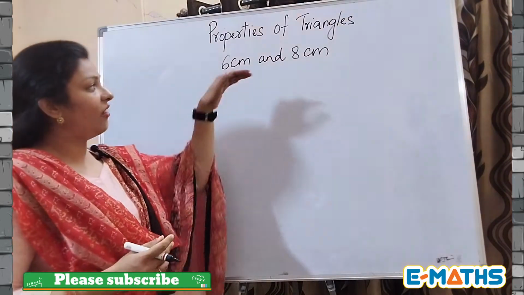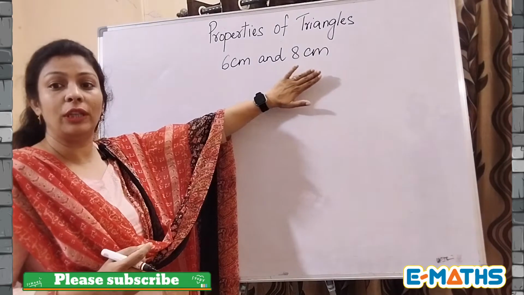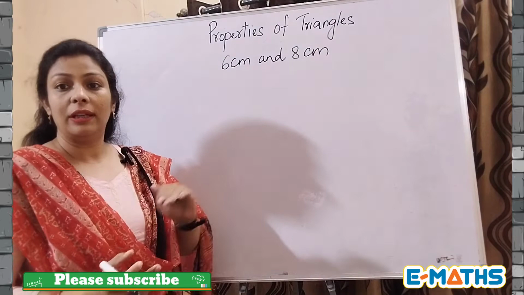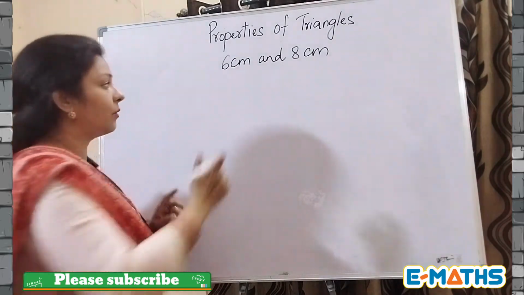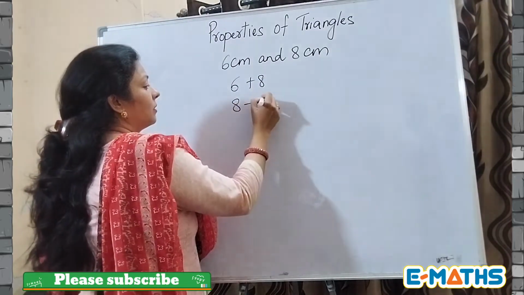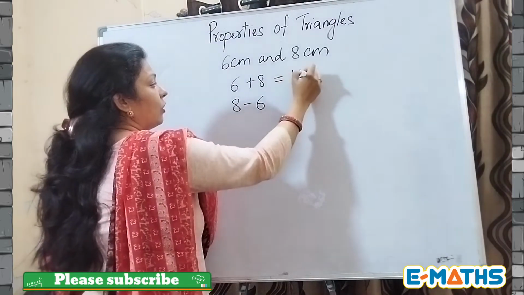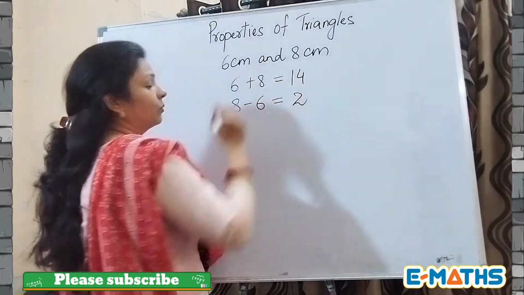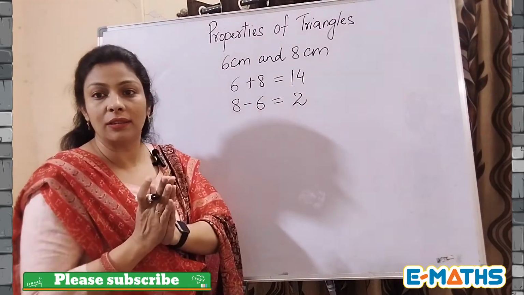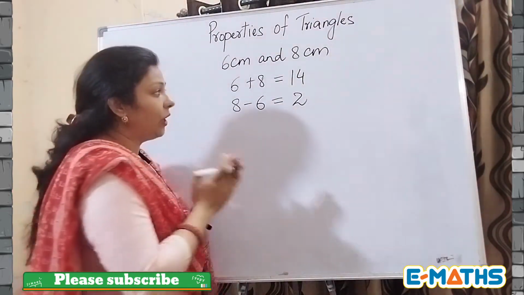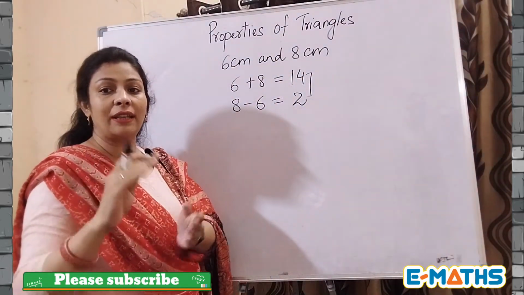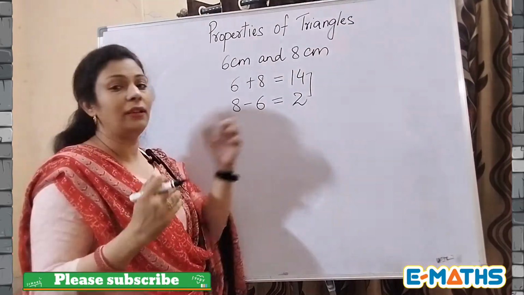Now, what if you have been given only two sides and you need to figure out what can be the length of the third side? In that case, you just need to do two things. One is add up the two sides and also subtract the two sides. So 6 plus 8 is 14. 8 minus 6 is 2. With these two numbers, you can figure out that the length of the third side is going to lie between these two numbers. So the length of the third side can be any number between 2 and 14.